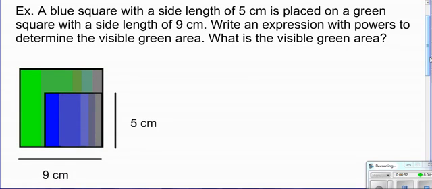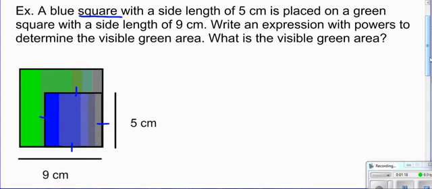Okay, so our first example says, we have a blue square inside of a green square. The blue square has side lengths of 5 centimeters. Now, keep in mind, if I'm telling you it is a square, all the side lengths are equal. So 5 by 5 by 5 by 5. And again, I'm not sure why on the smartboard it's looking more rectangle than square. But hopefully on your printout it looks more square to you.